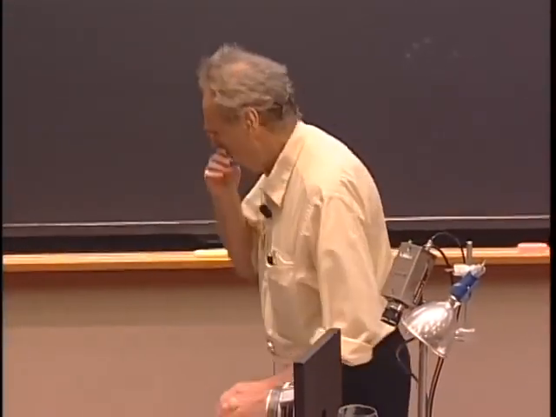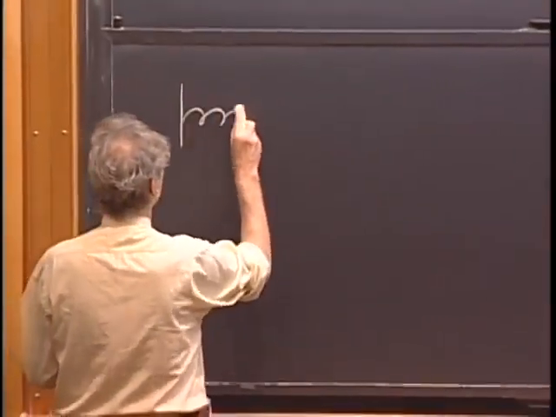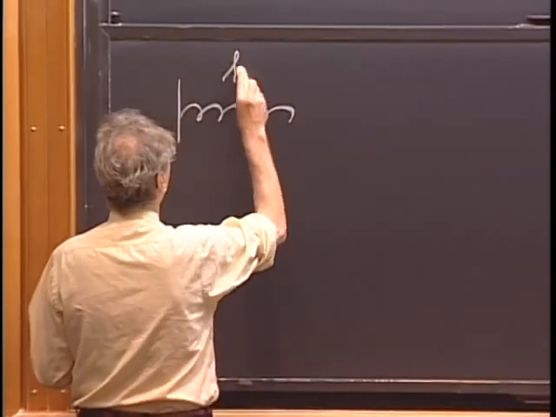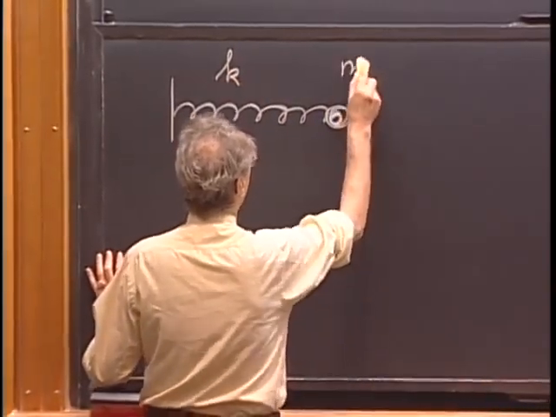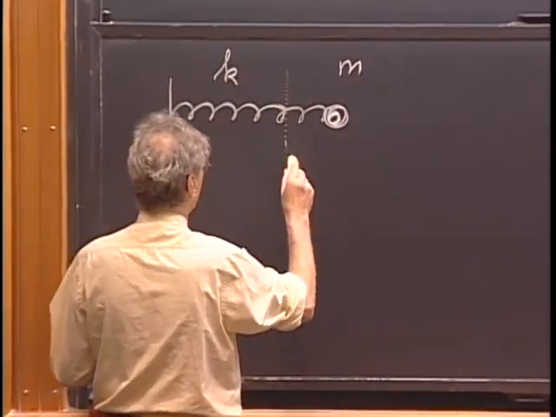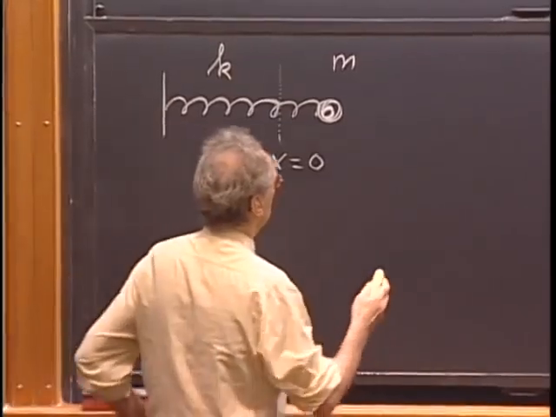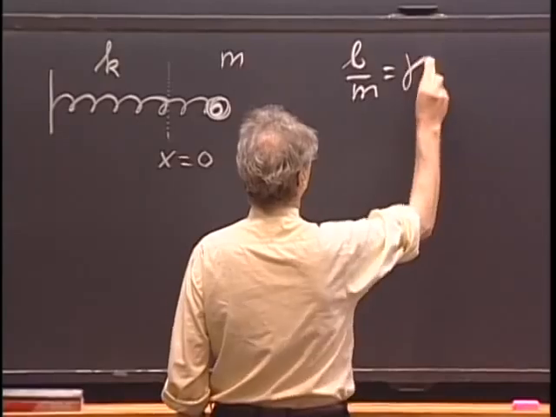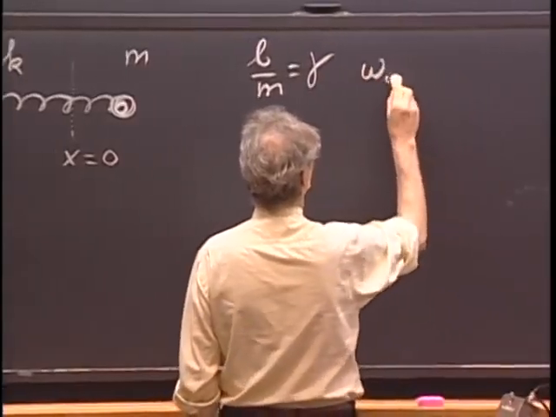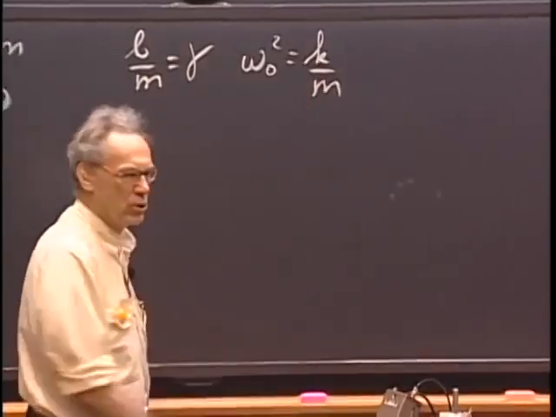result is. And let's start with a simple example that I have here. A spring with spring constant k, and an object of mass m. Let this be the equilibrium position, x equals 0. There will be damping. I will introduce again b over m equals gamma, and omega 0 squared equals k over m. We've seen this before. This is the shorthand notation.